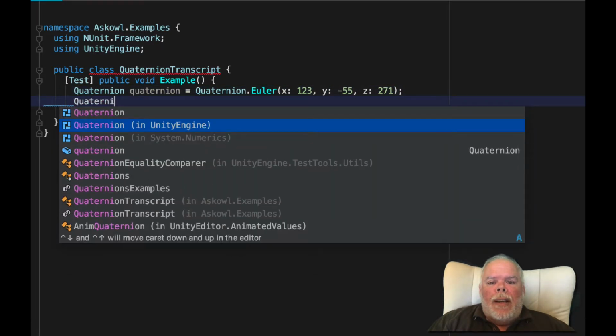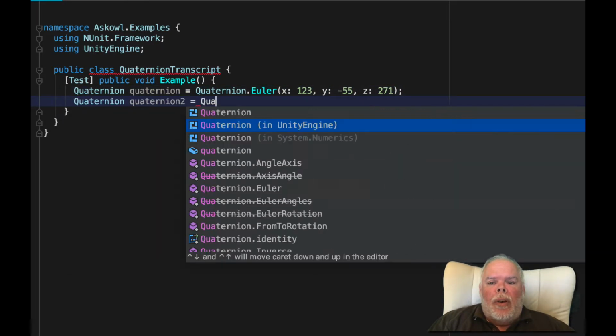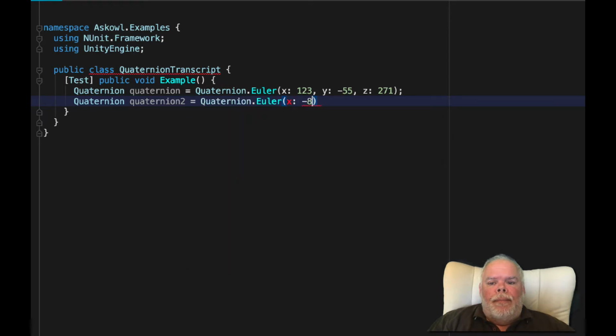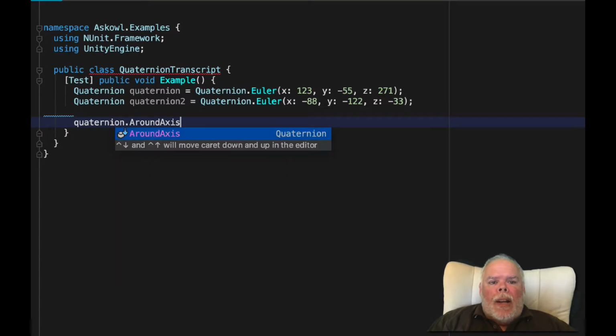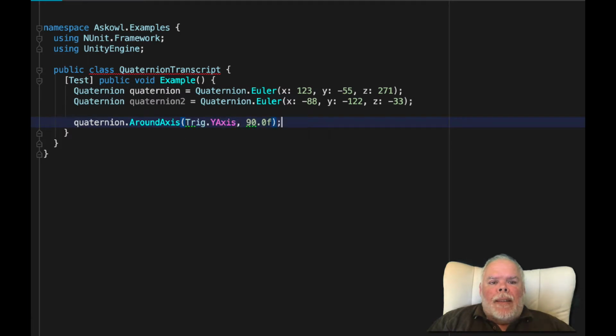First, we'll create a couple of quaternions to work on. Rotate quaternions around an axis by a specified number of degrees and then normalise. This is the same as the built-in AngleAxis, but it's considerably more readable.